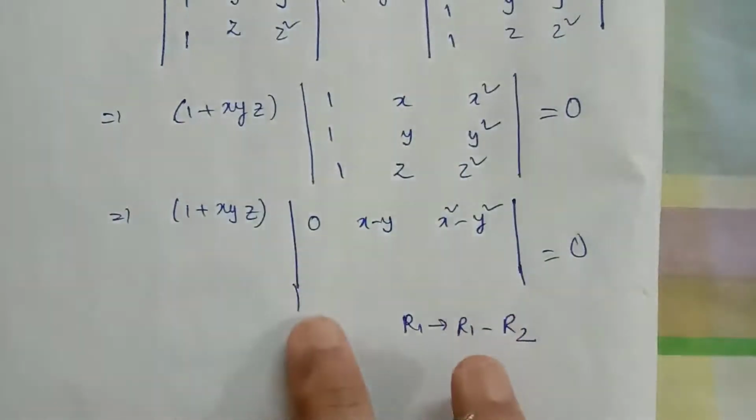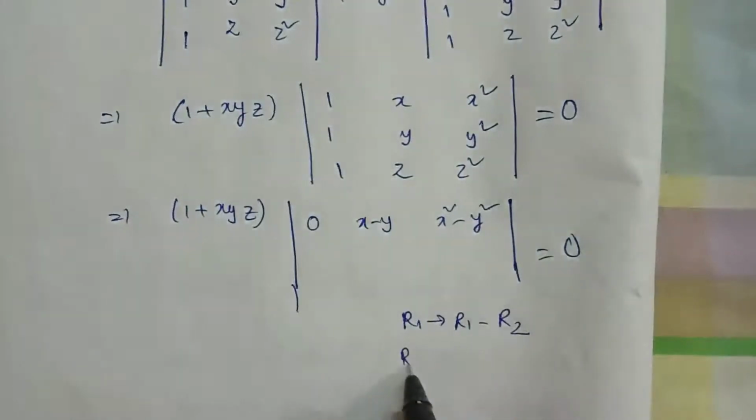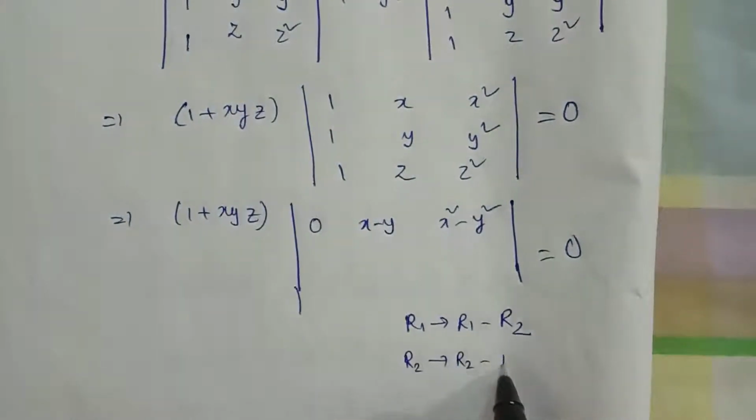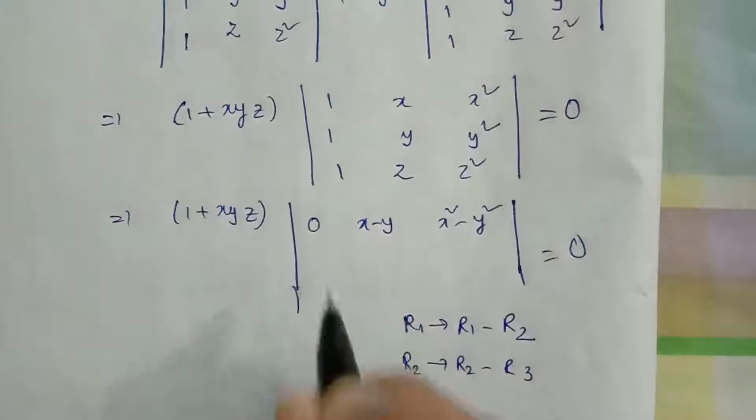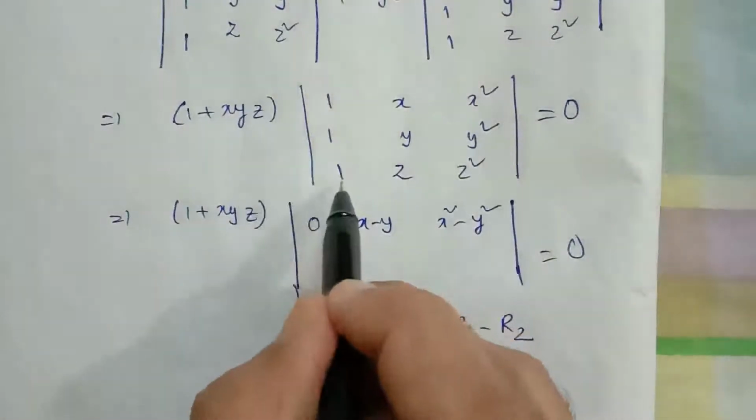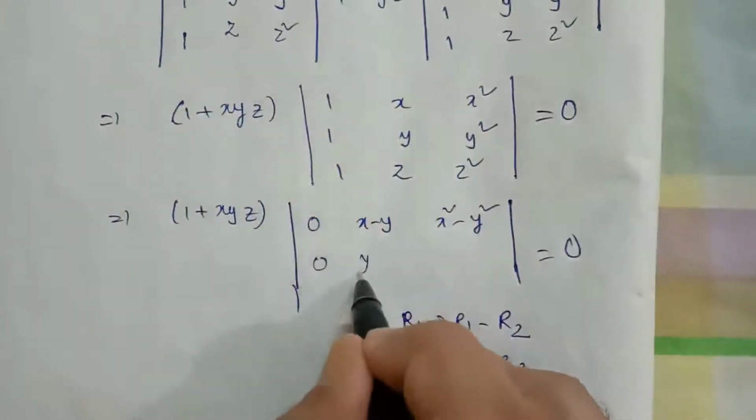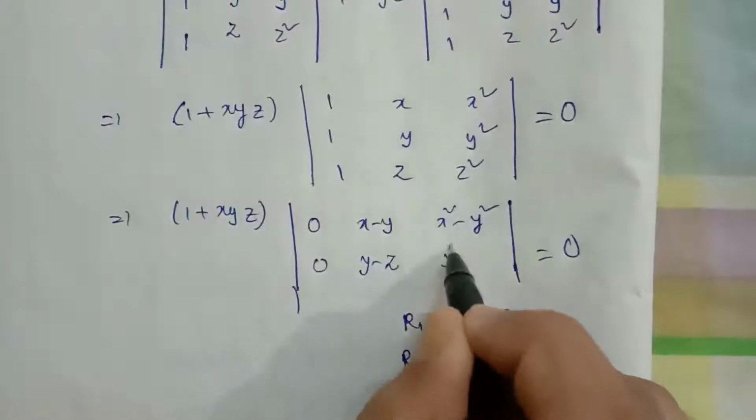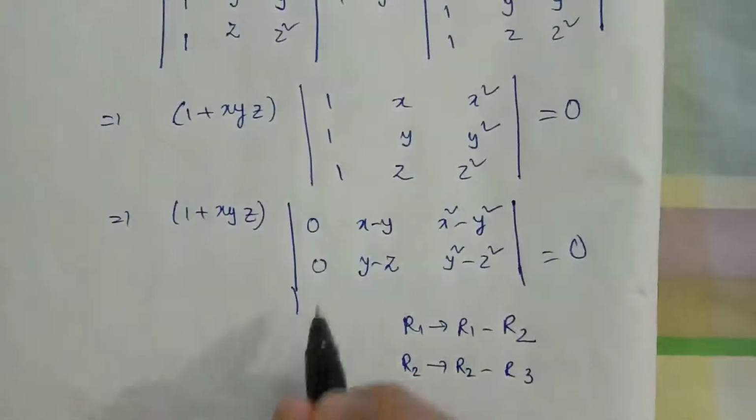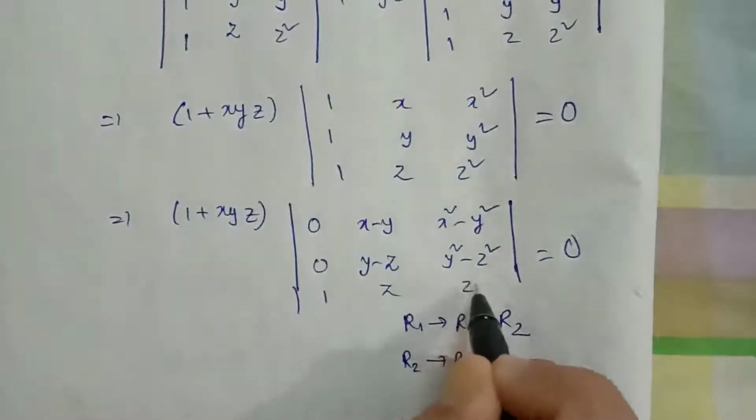So r2 and r3 are still unchanged. Let us replace r2 by r2 minus r3. See, 1 minus 1 will be 0. This will be y minus z. This will be y square minus z square, 1 z and z square.